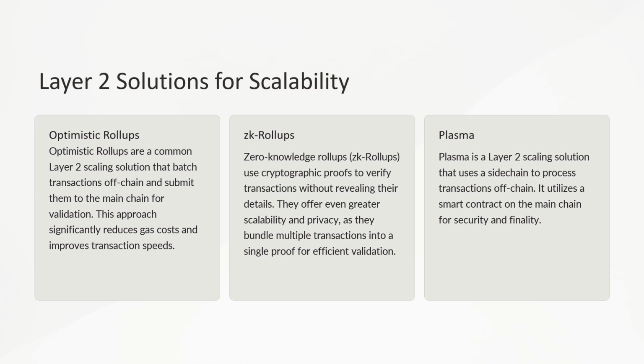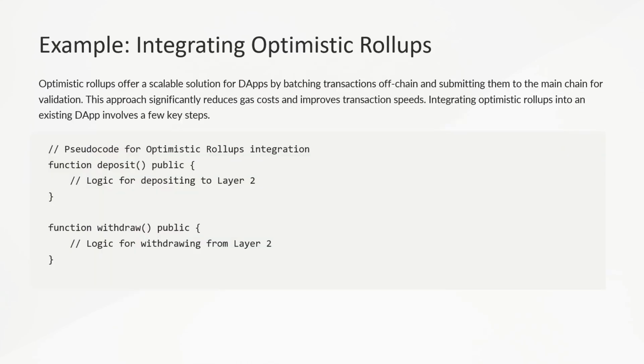Plasma is a layer 2 scaling solution that uses a sidechain to process transactions off-chain. It utilizes a smart contract on the main chain for security and finality. Plasma is well suited for applications requiring high transaction throughput and low latency. Let us now look into an example of integrating optimistic rollups.